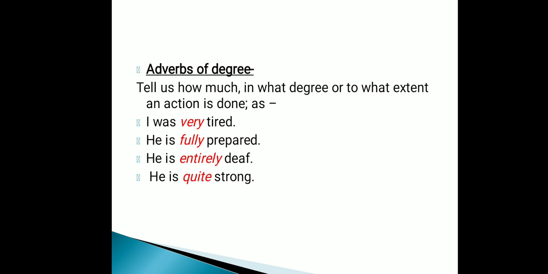Always remember. He is fully prepared. Here, very, fully, entirely, quite are the examples of adverbs of degree. He is entirely deaf. Means how much or to what extent he is deaf, entirely deaf. He is quite strong. To what extent he is strong, quite strong. So these are the examples of adverbs of degree. Adverbs of degree, students, always show how much an action is done or to what extent an action is done. But adverbs of frequency always show how many times an action is done.